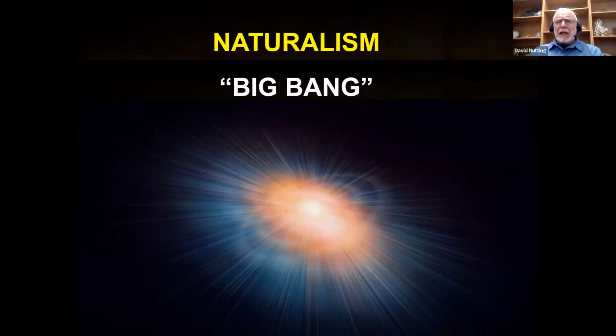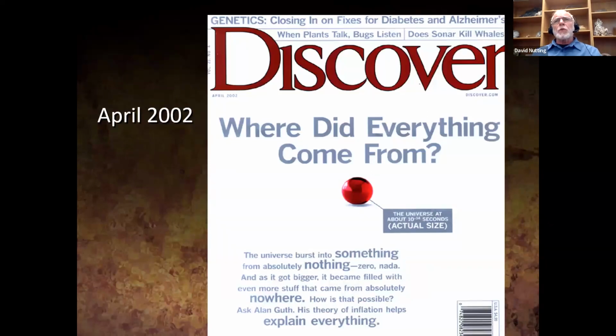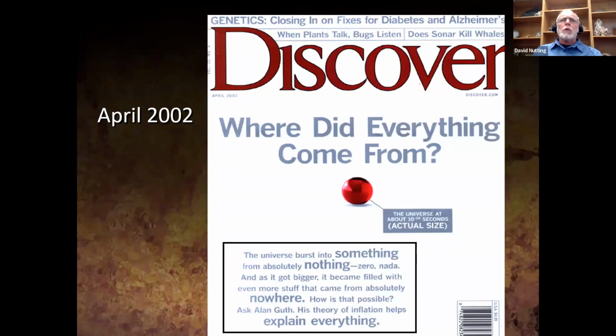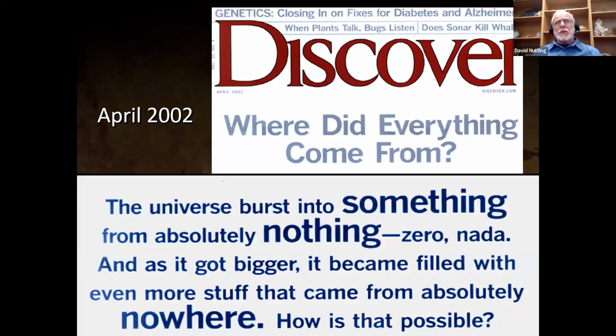The Big Bang. Here's Discover magazine, which is 100% committed to naturalism. They don't use the design word. It says, where did everything come from? And here's the quote right there on the front cover of their magazine. The universe burst into something from absolutely nothing. Zero, nada. And as it got bigger, it became filled with even more stuff that came from absolutely nowhere. How was that possible? Good question, isn't it?